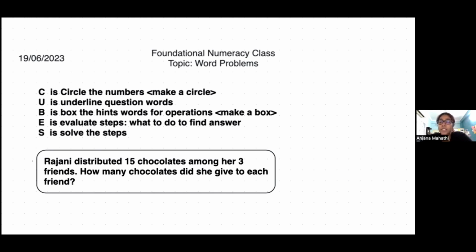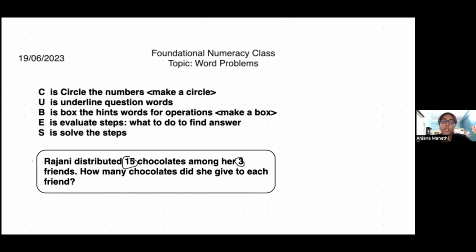Okay. So the first step of CUBES is C. C is circle the numbers. Can someone quickly see and tell me what are all the numbers here? Lovely. 15 and 3 are the numbers. So I will circle them.